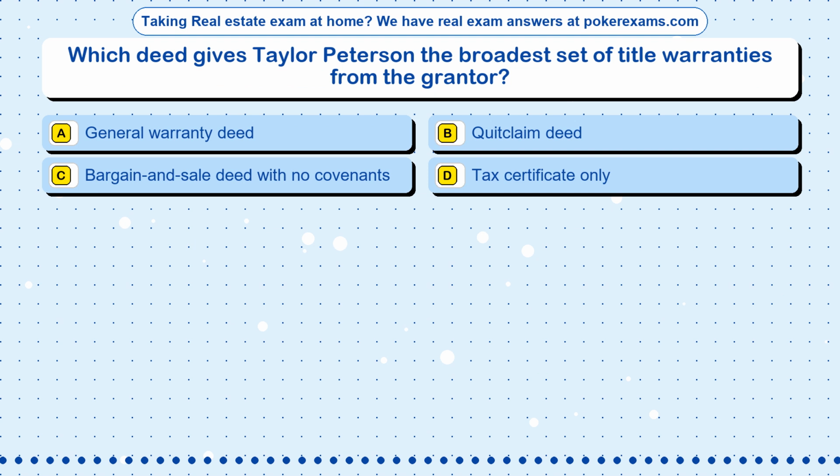Question 57. Which deed gives Taylor Peterson the broadest set of title warranties from the grantor? Option A. General warranty deed. Option B. Quitclaim deed. Option C. Bargain and sale deed with no covenants. Option D. Tax certificate only.